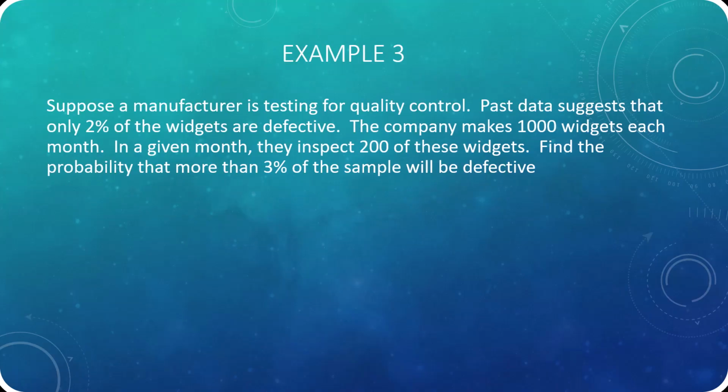Let's read this example. It says, suppose a manufacturer is testing for quality control. Past data suggests that only 2% of the widgets are defective. The company makes 1,000 widgets each month. In a given month, they inspect 200 of these widgets. Find the probability that more than 3% of the sample will be defective.